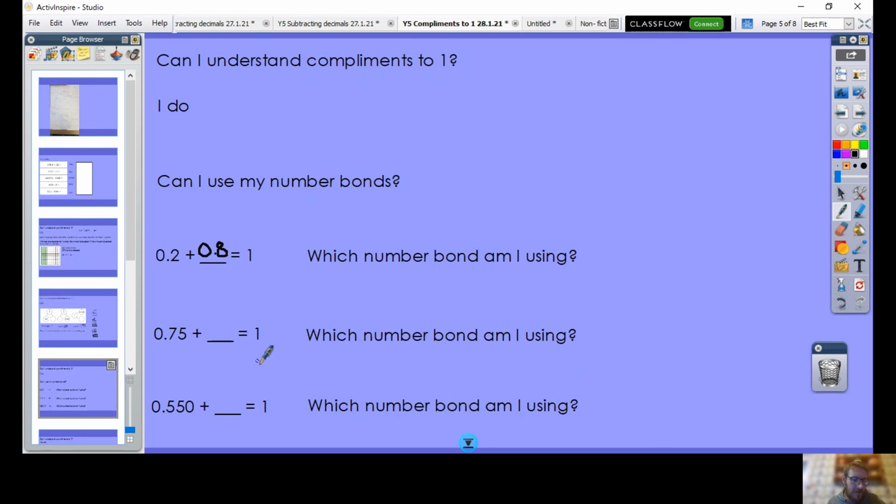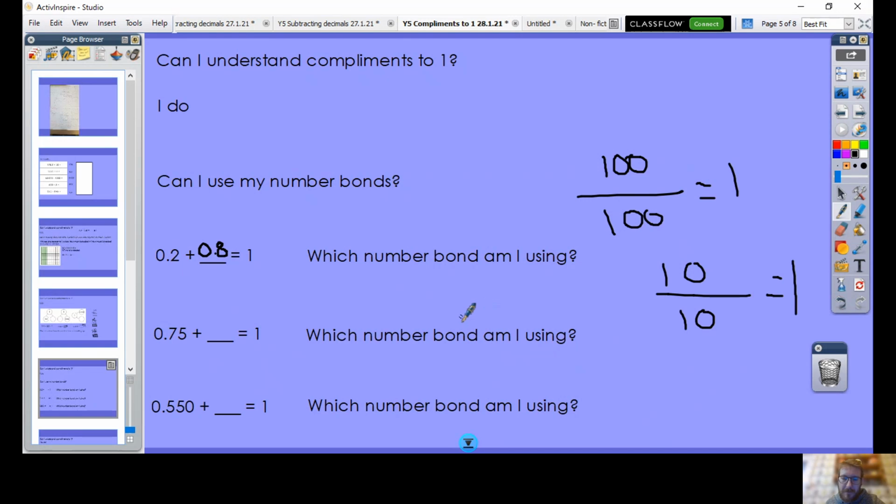0.75. So in this case, really, I'm using my number bonds to 100 because I know that 75 and 25 make 100. So 75 hundredths plus 25 hundredths would make 100 hundredths, which is the same as 1 whole. Remember that when the numerator and the denominator are the same, that is always equal to 1 whole, whether it's tenths, hundredths, thousandths, whatever fraction it is. When you get the numerator and the denominator the same, we've got 1 whole. Okay, so in this case, it would be 0.25.